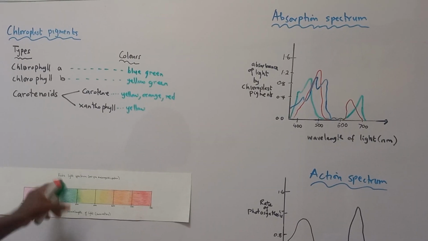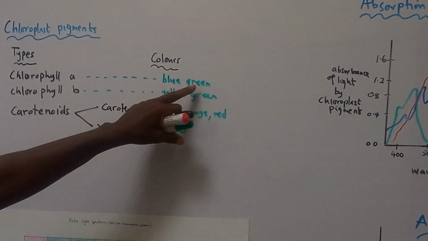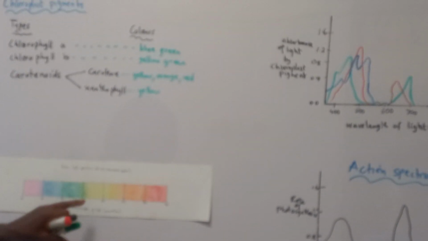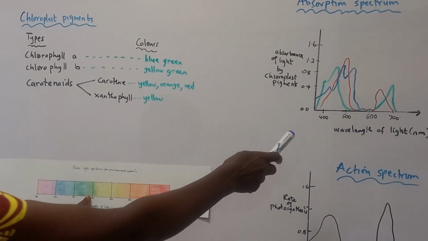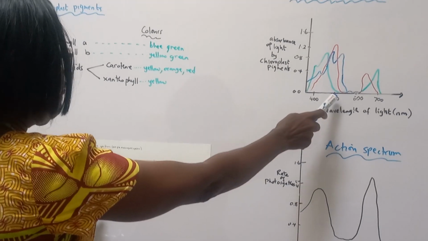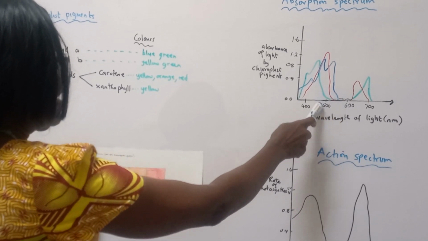And if you look at the visible light spectrum, you see chlorophyll A is blue-green. Chlorophyll A will reflect blue-green, and so it will not absorb blue-green. And so you see here, we have blue-green around here, and you don't have chlorophyll A absorbing blue-green because it reflects it.